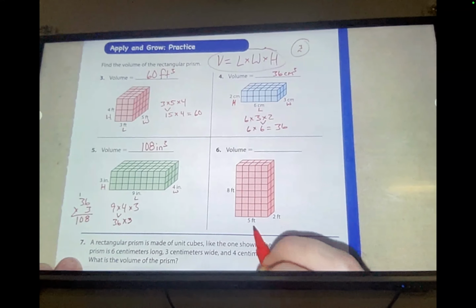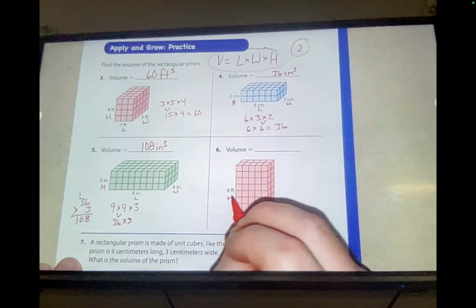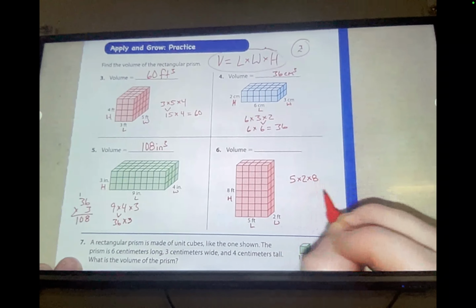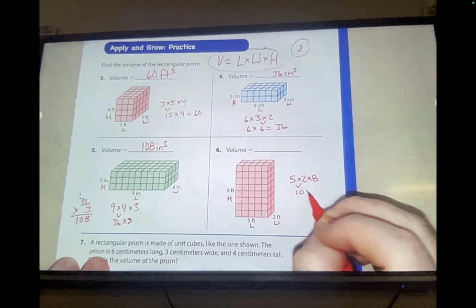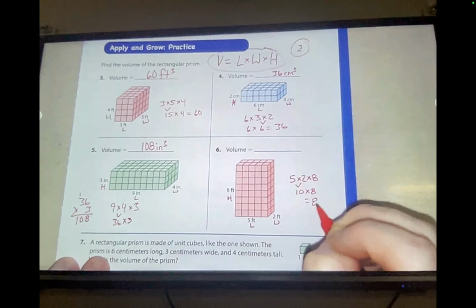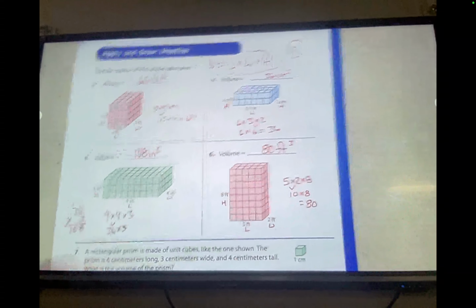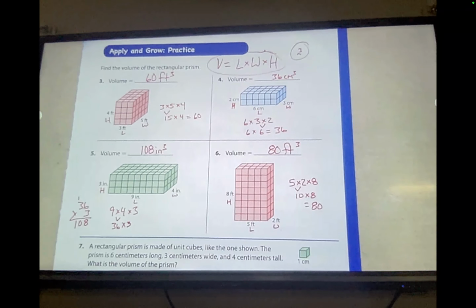That's very important. So last one, length, width, height. Okay? So 5 times 2 times 8. Well, 5 times 2 is 10. 10 times 8 equals 80. And so I get 80 feet cubed. So you should be knowing this or getting to know this pretty well. There's one more step that we'll do on another day that kind of makes it a little bit more tricky, but this should be pretty easy for you to complete.